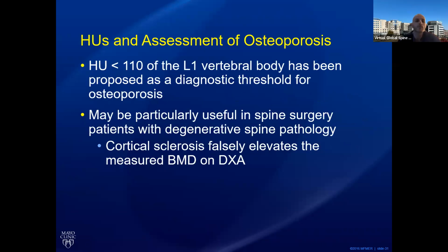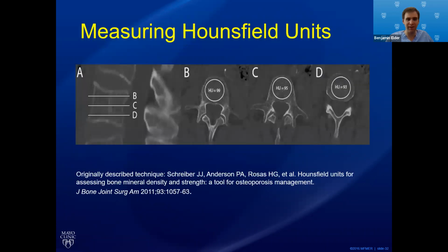So Hounsfield units less than 110 at the L1 vertebral body, again, has been proposed as a diagnostic threshold for osteoporosis. And it may be particularly useful in patients with degenerative spine issues where the cortical sclerosis will falsely elevate your BMD on Dexa. And so these are very easy measurements to make.